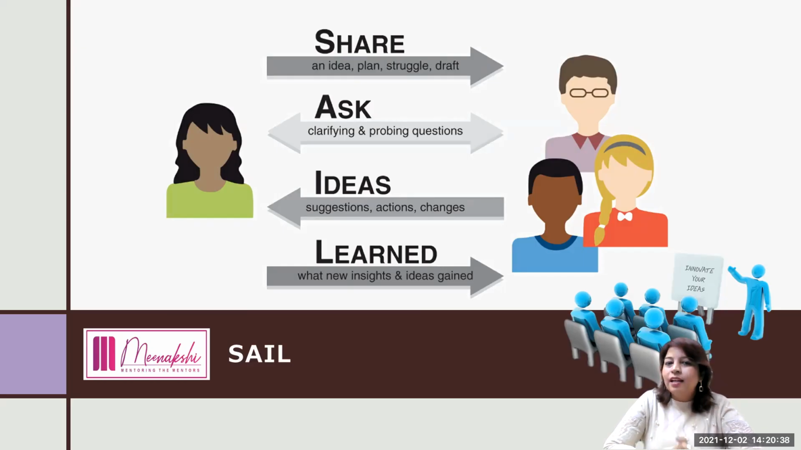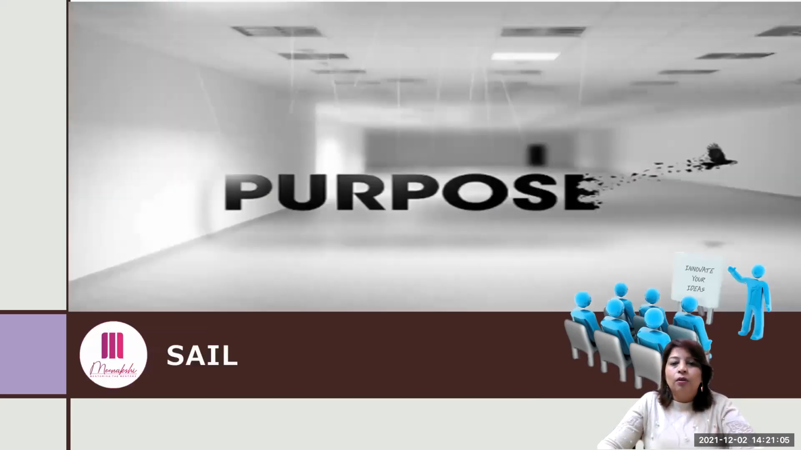As you can see on the screen: share, ask, ideas, learned, sale. I've explained to you each and every step, and the arrows would be able to even give you more details, right? Like the flow of the information is from presenter to the audience, or it is a two-way process, or it is from audience to the presenter, right? So what is the purpose of sale?